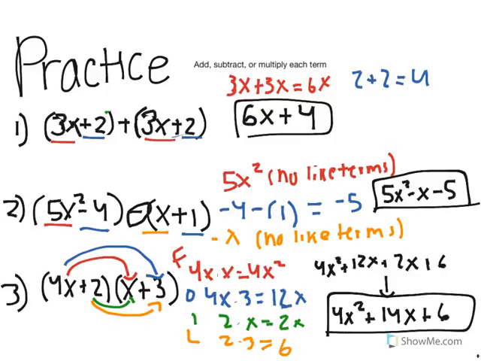Okay. Now the last one was a multiplication one, and I used the FOIL method because I had two binomials. I did first, outside, inside, last, so 4x times x is 4x squared. 4x times 3 is 12x. 2 times x is 2x. 2 times 3 is 6. So I listed out my terms, and then I combined 12x and 2x because they are like terms, and I ended up with 4x squared plus 14x plus 6.